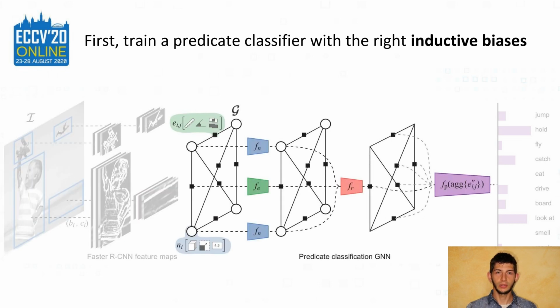Second, the graph network architecture of the predicate classifier is designed to favor pairwise relations between input nodes. This is achieved by using a single layer of graph convolution that updates the features of each edge by aggregating information from the two adjacent nodes. In the output layer, all edges are pooled to produce a single prediction vector for image-level predicates.